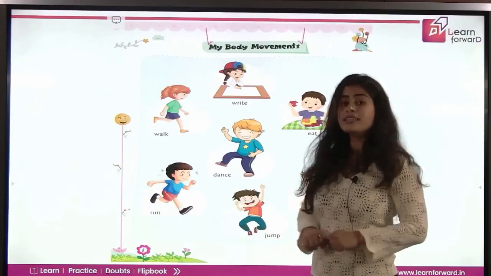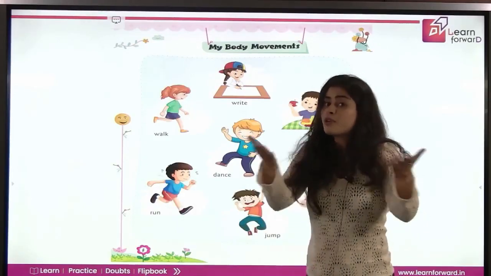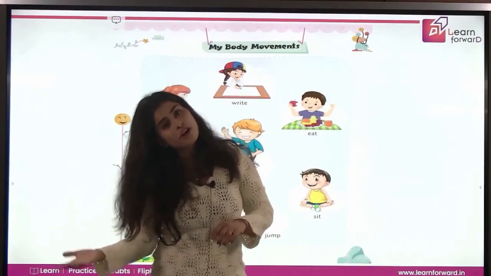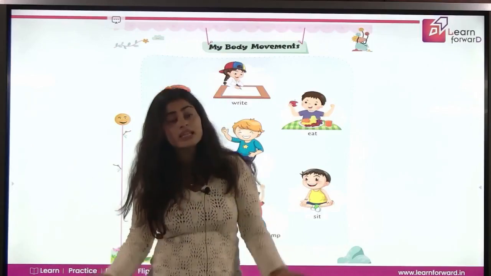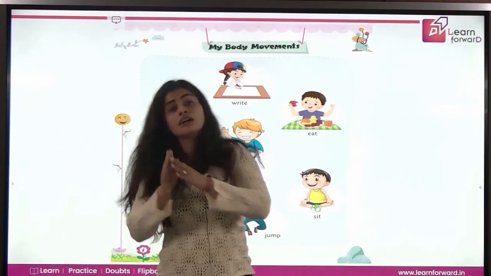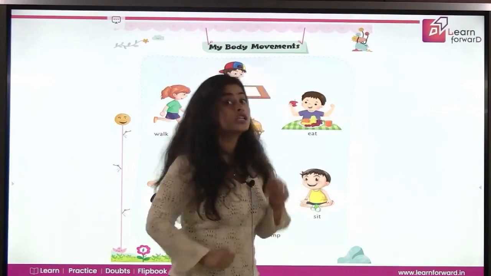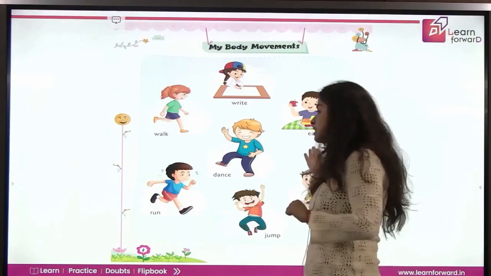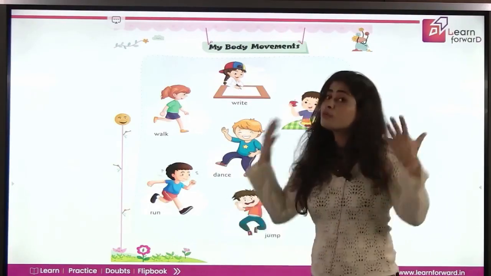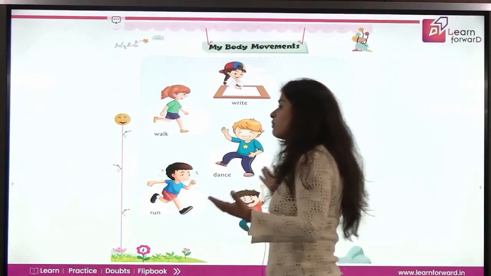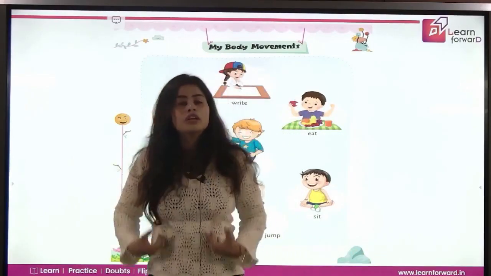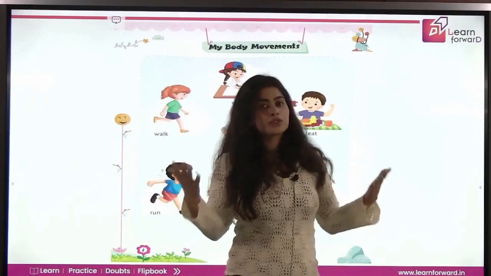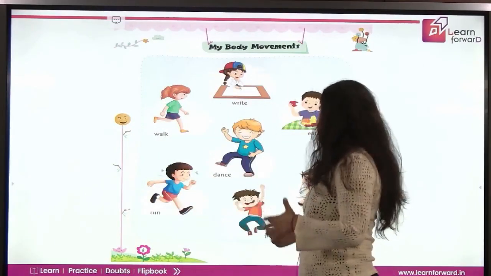And last one is sit. जैसे कि आप सब लोग बैठे हैं ना अभी? Sitting is also our body movement. ठीक है? Sitting, standing, sleeping, writing, walking, running, jumping, dancing and eating. All these are our body movements. ये सारे काम हम कैसे करते हैं? हमारी body के through करते हैं. ठीक है? So our body is very, very useful and important for us. Okay, class?